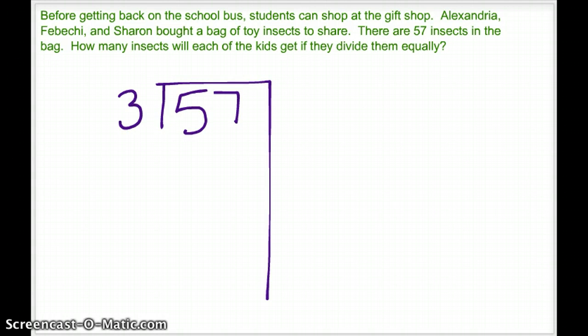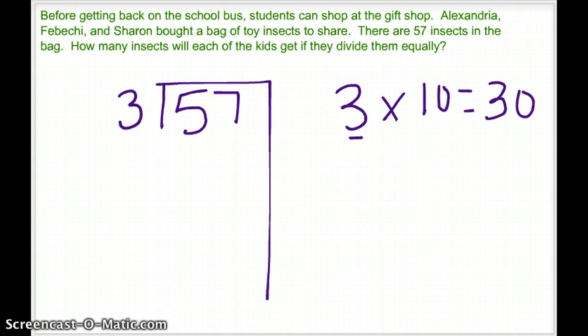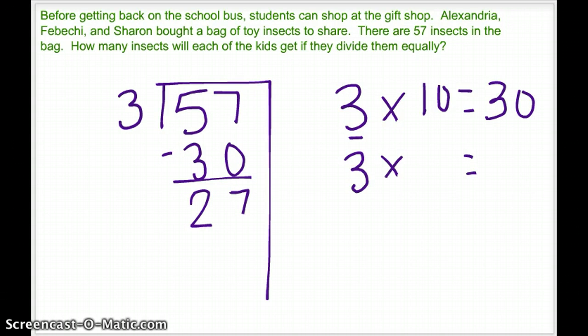I have 57 insects that I need to divide amongst 3 people. I want to think about not giving those insects up one at a time, but I'm going to give each of the 3 students 10 insects to begin with. That means 30 of the insects have been given away. There are only 27 left to be given away. I know that I can give away 9 more bugs to each of the 3 students. 3 times 9 is 27.